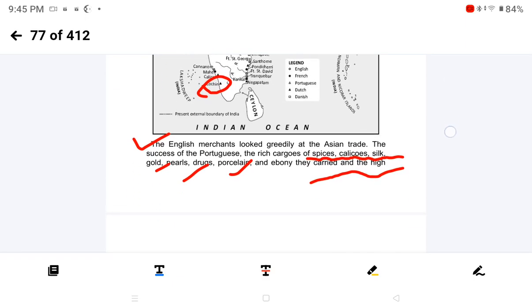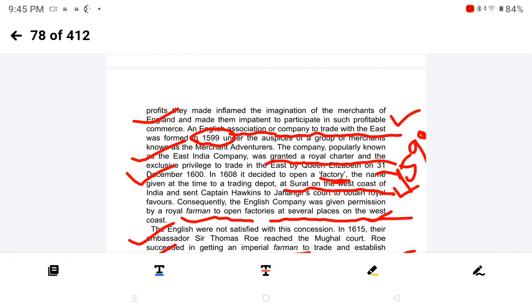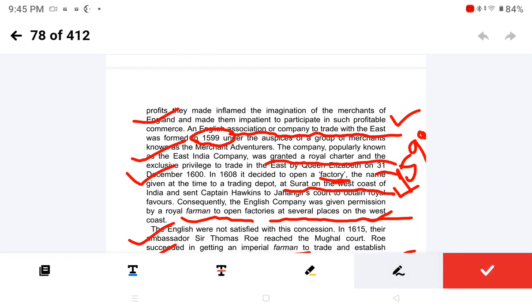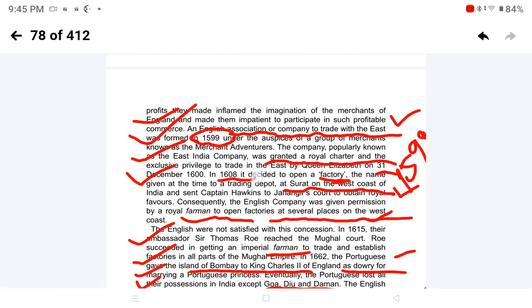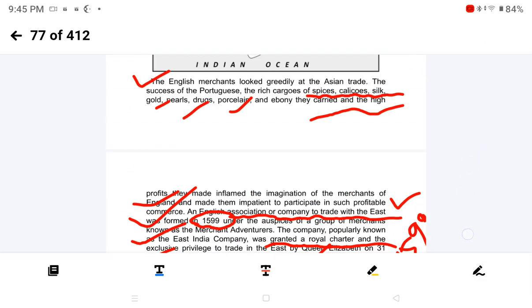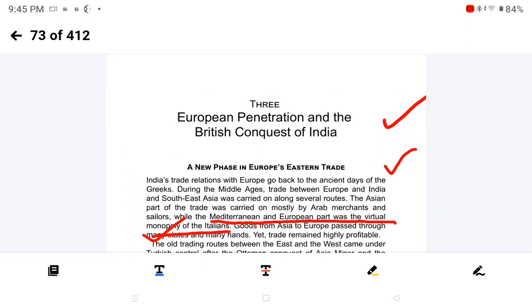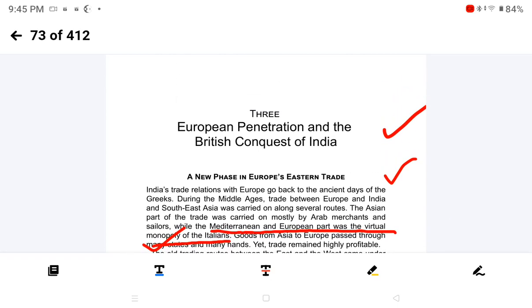Then finally, the East India Company of the English people, the British East India Company, was formed in 1599, and they came to India, and they established a factory in 1608 at Surat. This is the first entry of the European countries to India. So this was the first part of the third chapter, European penetration and the British conquest. Thank you.